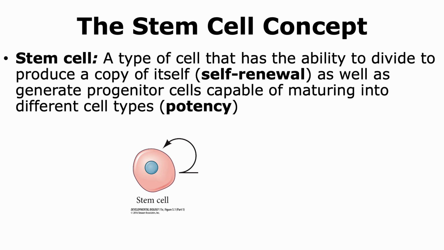A stem cell is a type of cell that has the ability to divide and produce copies of itself, which is what is shown in the figure, and this is called self-renewal. A stem cell can also undergo differentiation, where it is able to generate progenitor cells. These progenitor cells will then have the capability to form different cell types. This is called potency: when a cell is able to form different types of cells through the process of differentiation.